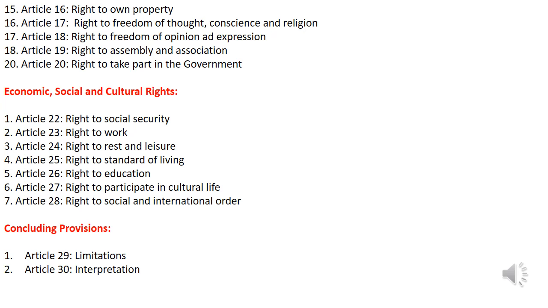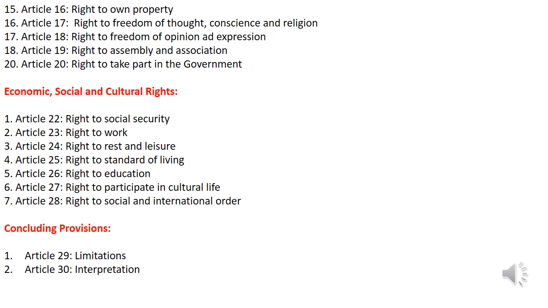Right to a social and international order. Article 28 gives this privilege, in which the rights and freedoms set forth in this declaration can be fully realized. We have other concluding provisions, which are under Articles 29 and 30.